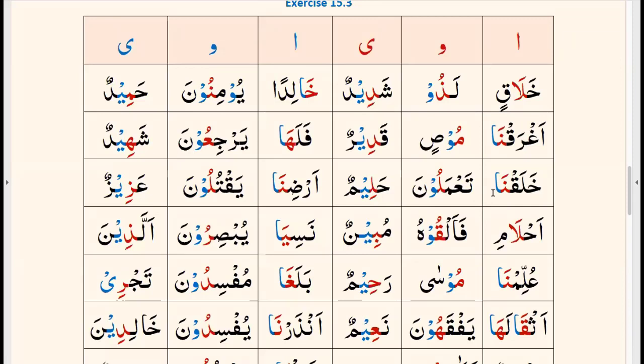Let's start with Tasmiyah. A'udhu billahi minash shaitanir rajim. أعوذ بالله من الشيطان الرجيم. Bismillahir rahmanir rahim. بسم الله الرحمن الرحيم. Okay, so we are learning about Alif Madiyah today.